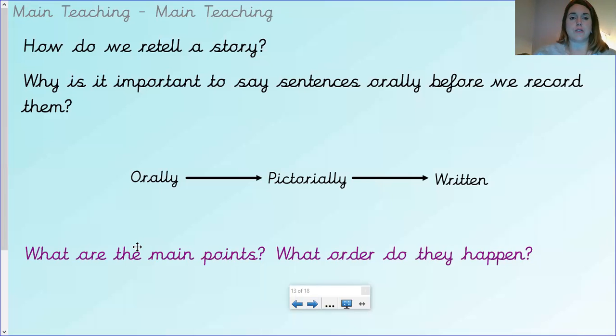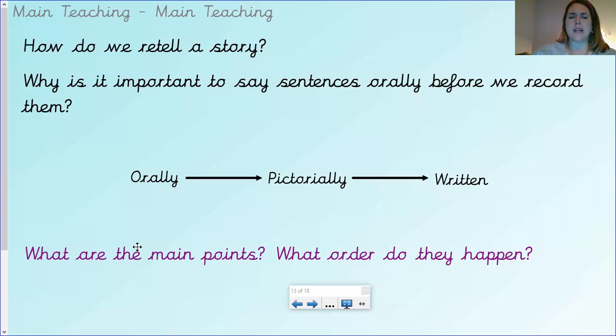I hope you enjoyed that story. It's very dramatic. How do we retell a story? Now, you've done this lots and lots of times before. We usually do this right at the beginning of our English units, and quite often we go outside. Have a think. What do we normally do?